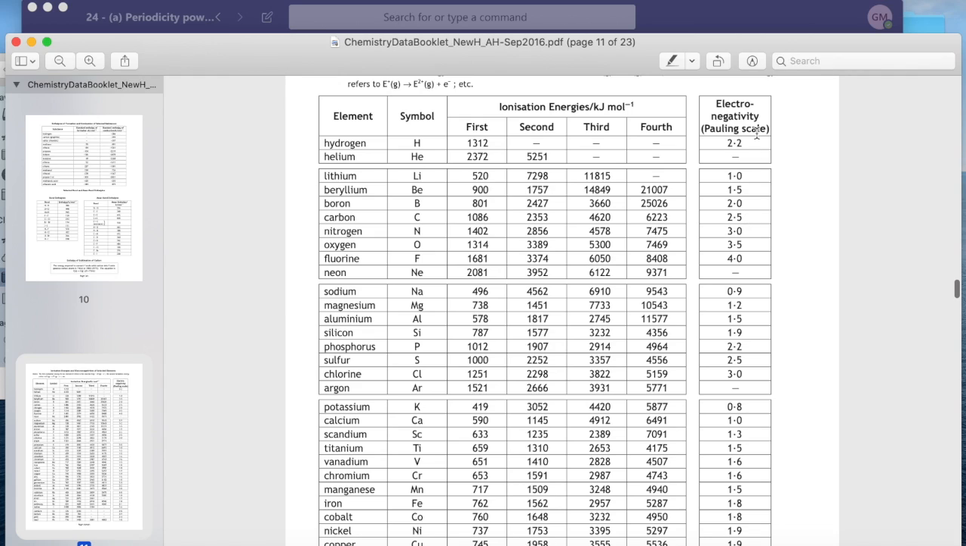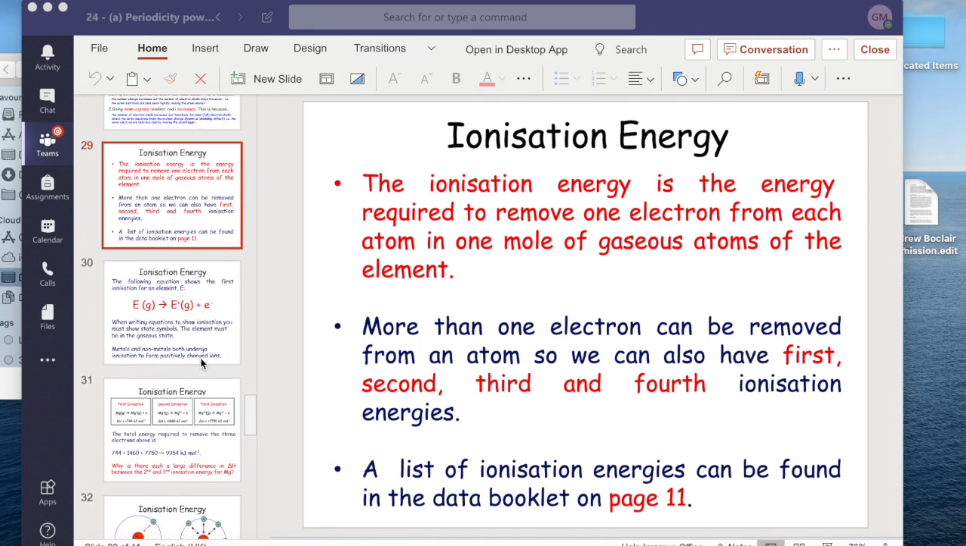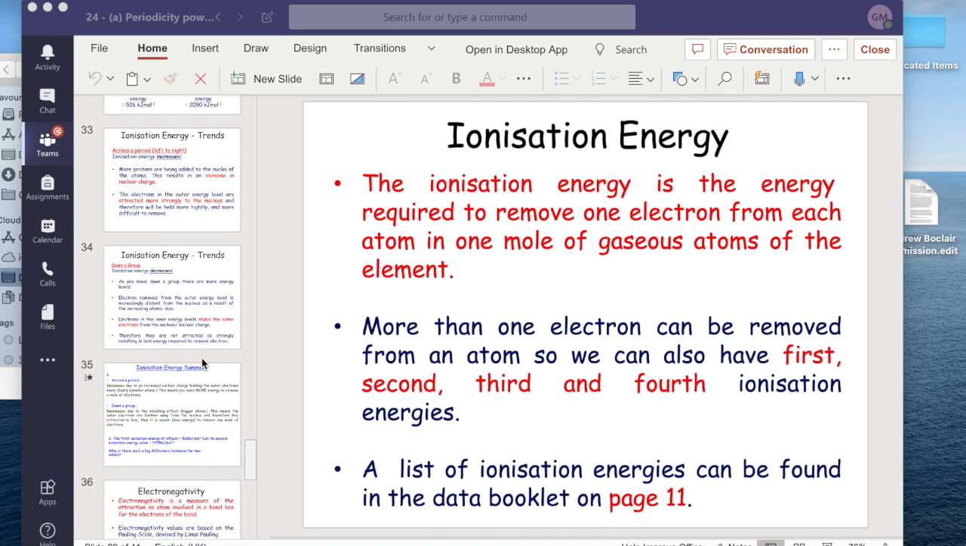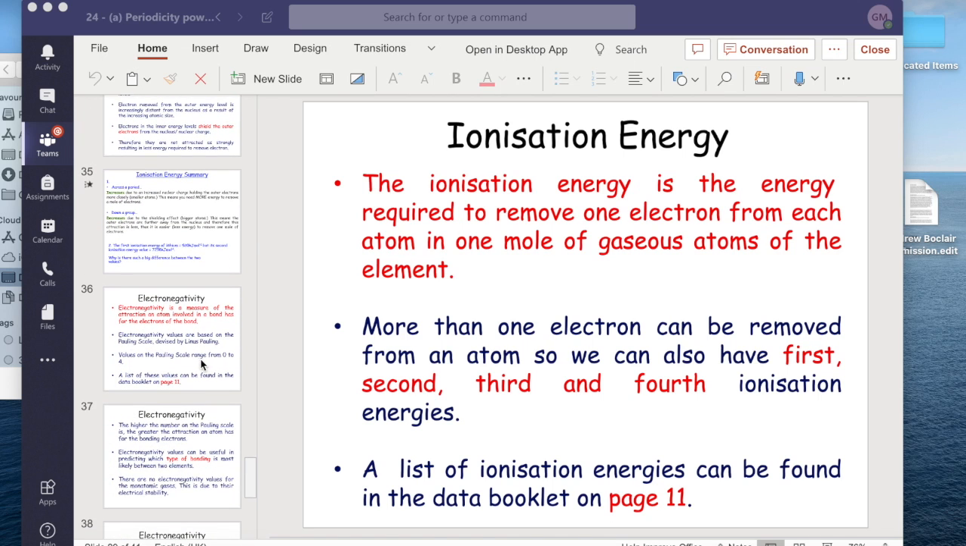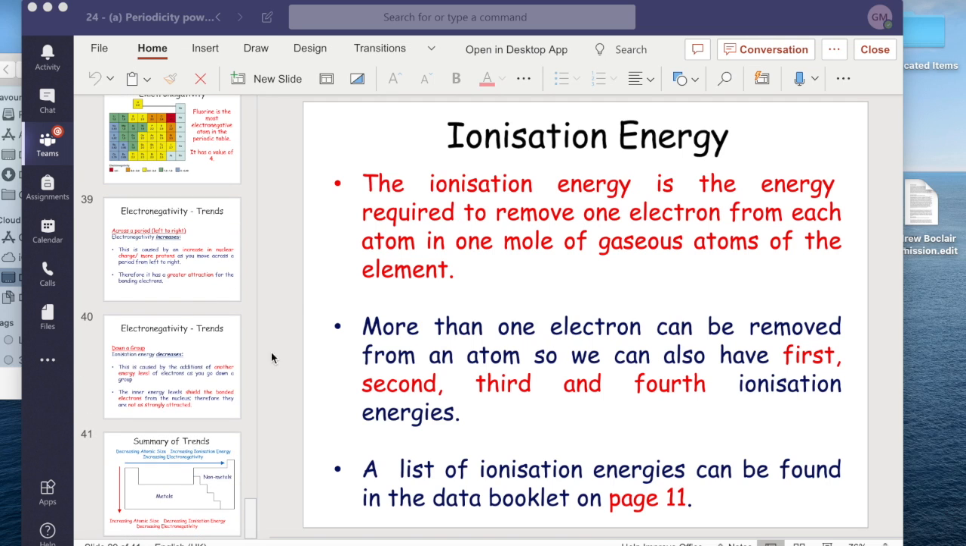Also on this page, you've got the electronegativities of all of the elements. The PowerPoints do explain what electronegativity means and also what ionization energy means. So I want you to read up and find out about that. That's where to find everything in the data book. Ionization energy and trends in ionization energy and electronegativity are explained in the PowerPoint presentation.